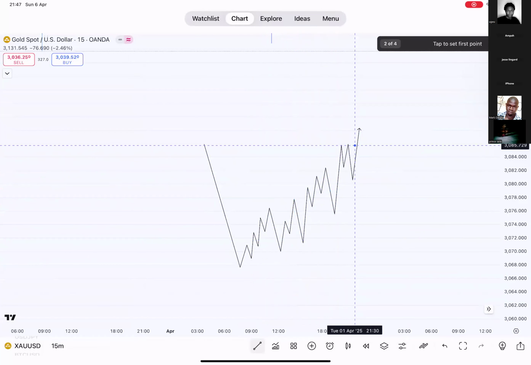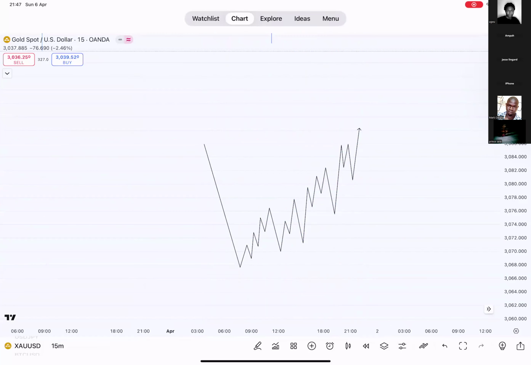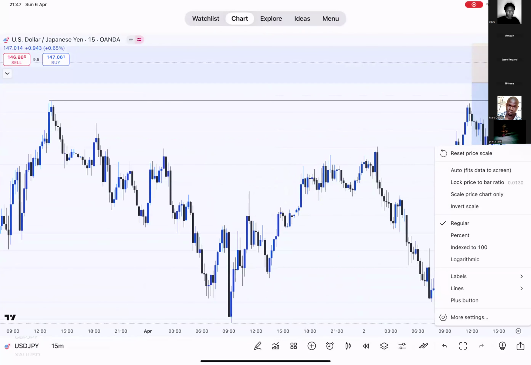And what do I mean by external change of character? It's when the market shifts structure. Now let me show you examples of what I mean by this particular external structure and everything. Let me use USD as an example.